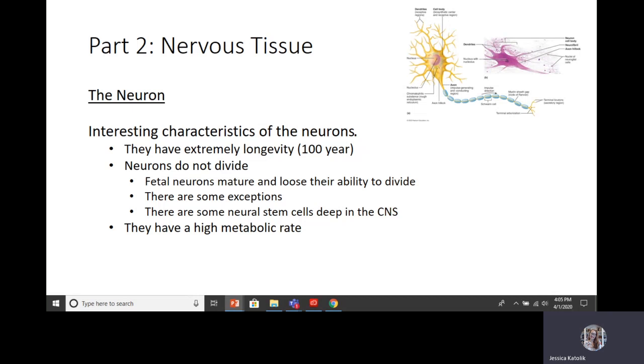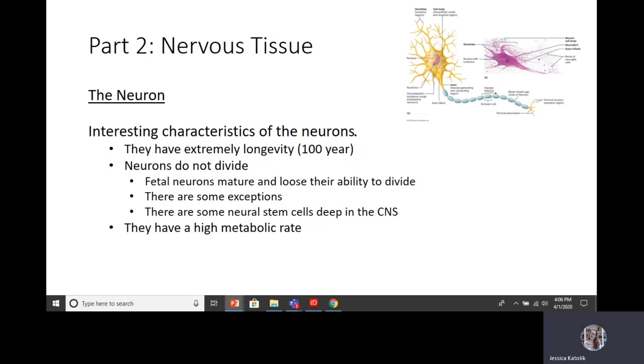However, there are always exceptions in anatomy. There are a few places in the body where there are neural stem cells that can generate new neurons, and these are going to be located deep within the central nervous system, but these are only going to be in a few places.